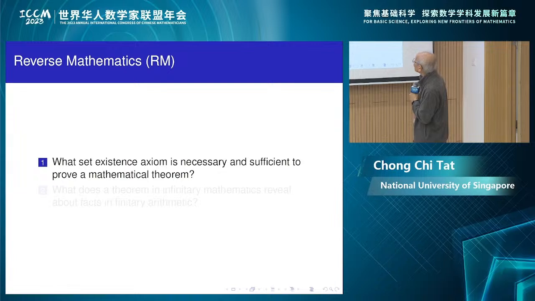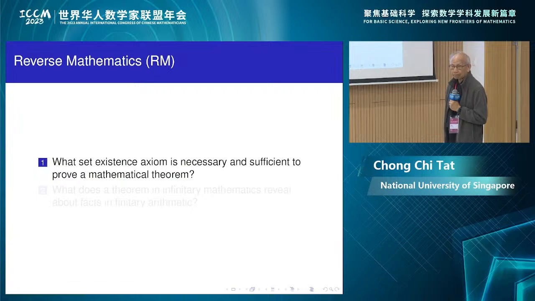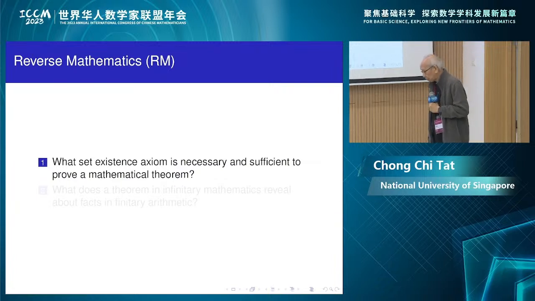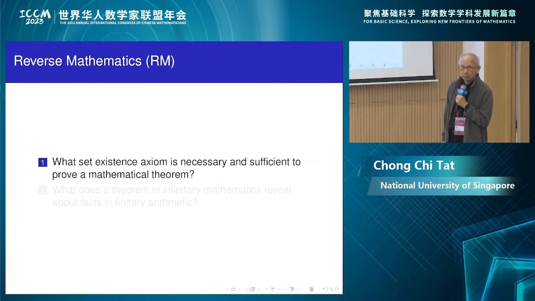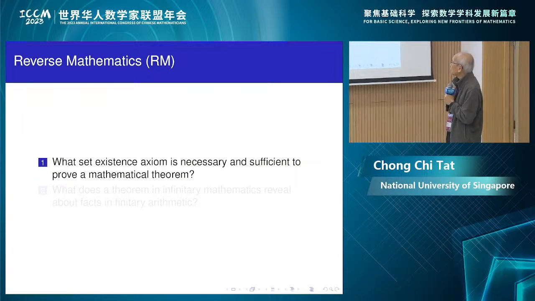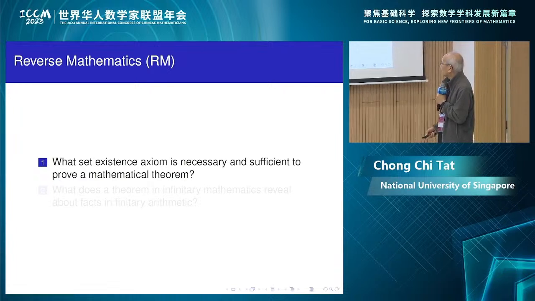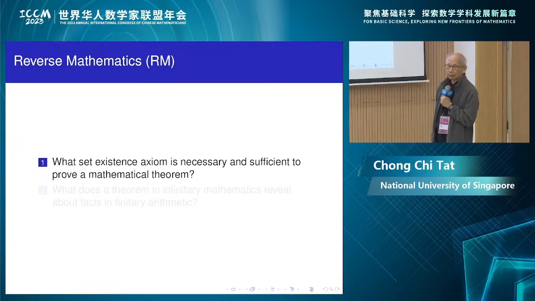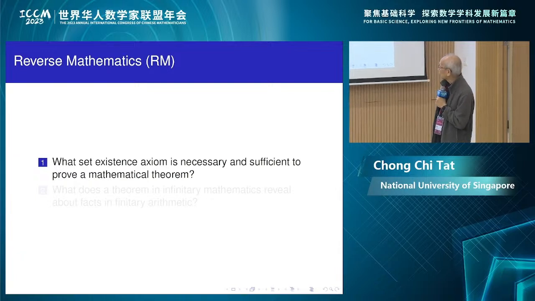Right. So there are two questions that are of interest to us when we look at, for example, Ramsey's theorem and the tree theorem from the reverse mathematics point of view. The first question is what set existence axiom is necessary and sufficient to prove a mathematical theorem? In this case, we are talking about Ramsey's theorem and the tree theorem.